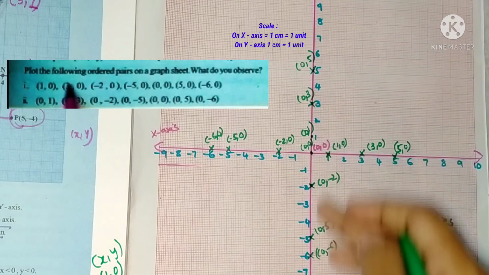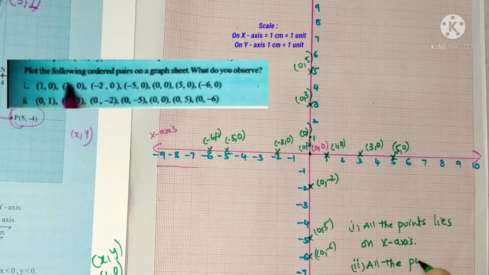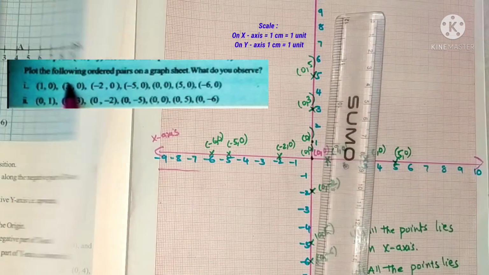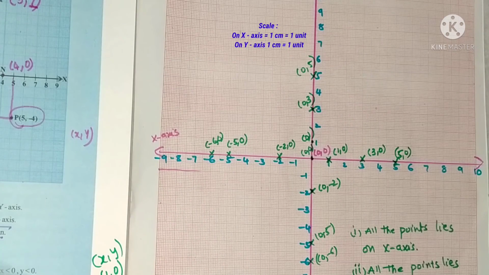Okay. What do you observe? All the points lie on the y-axis. Okay. All the points lie on the y-axis. So this is our 5.2. Okay, it is over.